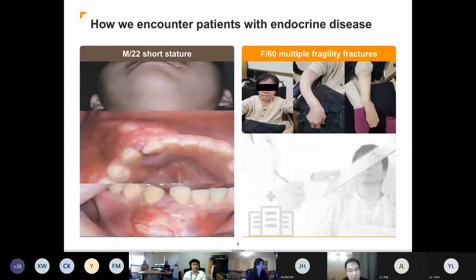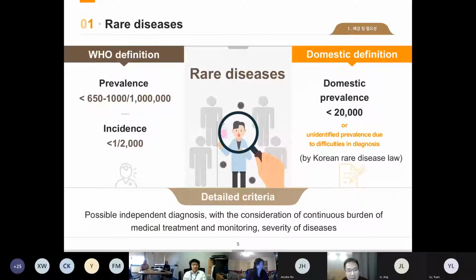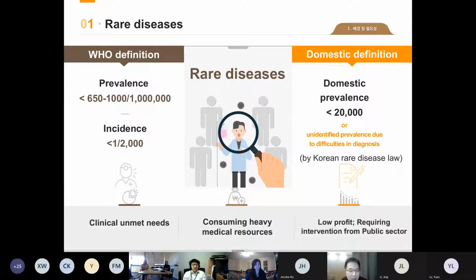So the background is we encounter patients with rare endocrine disease with common phenotypes like short stature or multiple fragility fractures, as in osteoporotic patients. But the prevalence of a rare disease can be defined as under 1 per 2,000, or as domestic prevalence under 20,000, and the detailed criteria include possible independent diagnosis with consideration of considerable burden, medical treatment, and monitoring severity of the diseases. So the characteristic of rare diseases is consuming heavy medical resources with low profit, not like dyslipidemia, not like heart diseases. It requires intervention from the public sector with a proper data set.